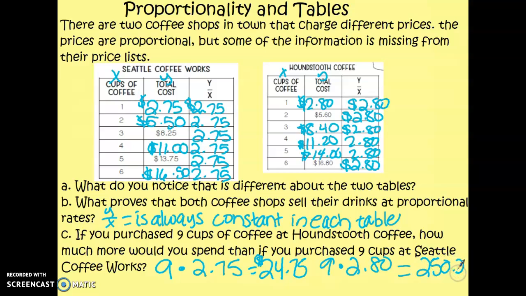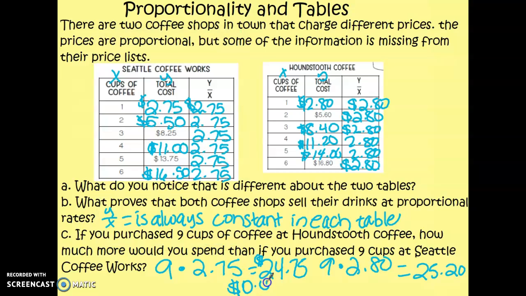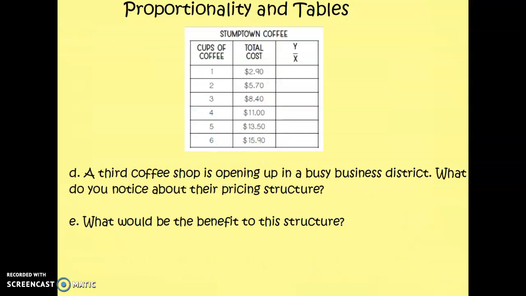It's asked, ooh, heard that wrong. $25.20. It's not asking us for that. It's asking us how much more would you spend. So we're going to take the $25.20 and subtract the $24.75, which is 45 cents. Okay, so you would spend 45 cents more for 9 cups of coffee at Houndstooth rather than Seattle Coffee Works.